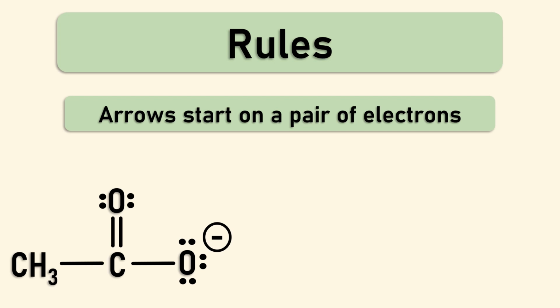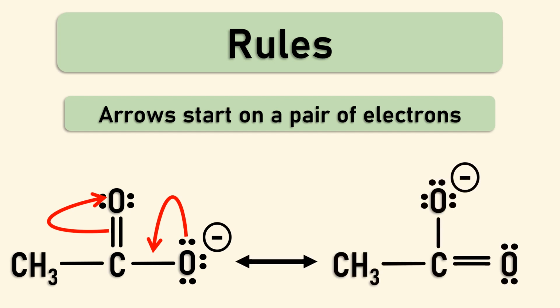Arrows start on a pair of electrons and point to where they are ending in the new resonance structures. An arrow can start on a lone pair, like this, or a pi bond, like this. The new structure looks like this. Notice the first arrow shows the lone pair going between atoms to form a new pi bond, and the second arrow shows the pi electrons moving to the top oxygen to give the oxygen a third pair of electrons and a formal charge.